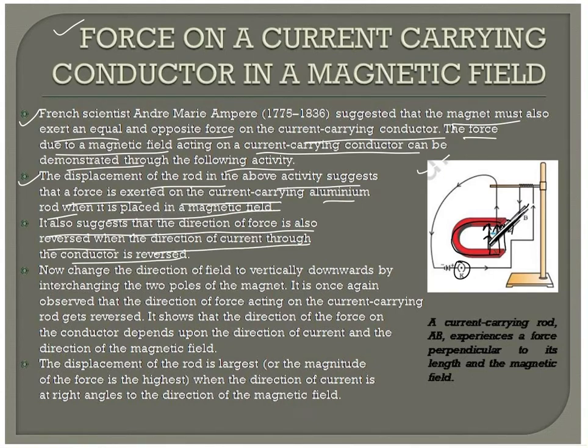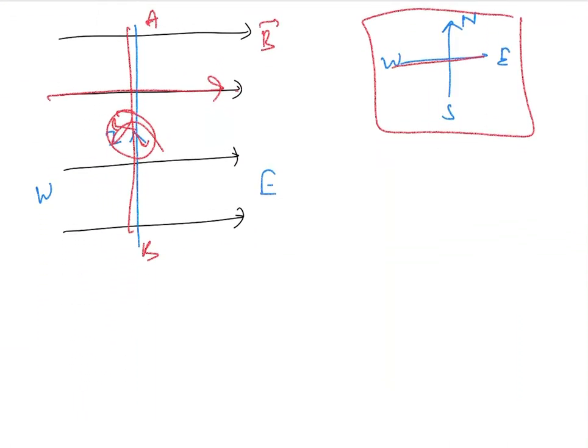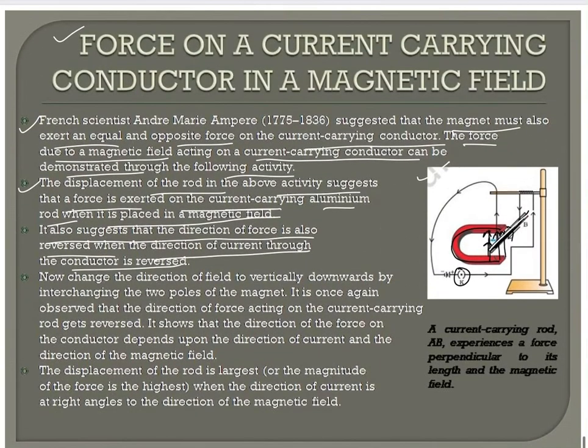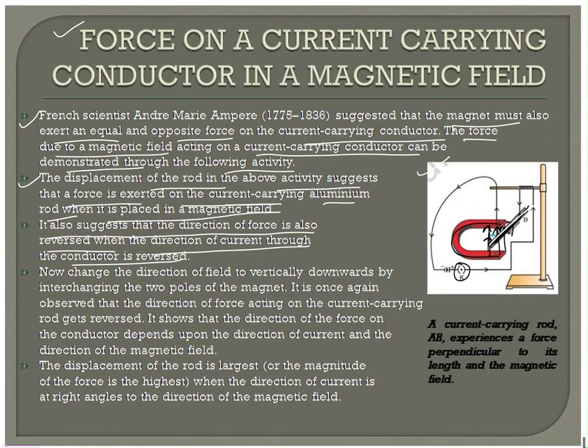And not only the direction of current, but if the direction of the magnetic field is also reversed, say for example in this case the rod was coming upward, and now if I change the direction of the magnetic field but the direction of current is the same, then the rod will move downward into the plane of the paper. Now when the field direction is changed to vertically downward by interchanging the two poles of the magnet, it is once again observed that the direction of the force acting on the current carrying conductor gets reversed.